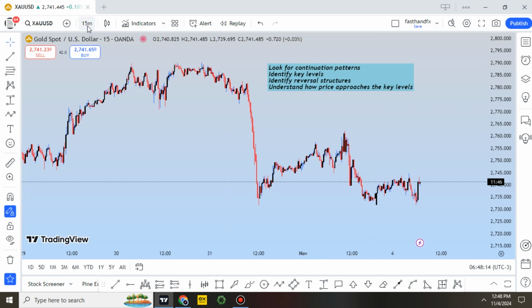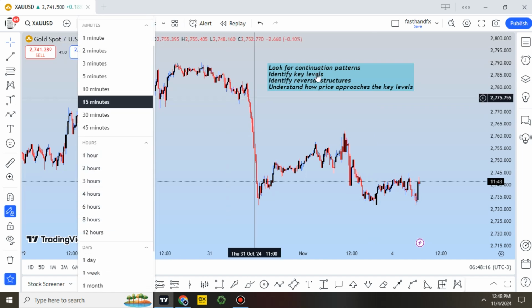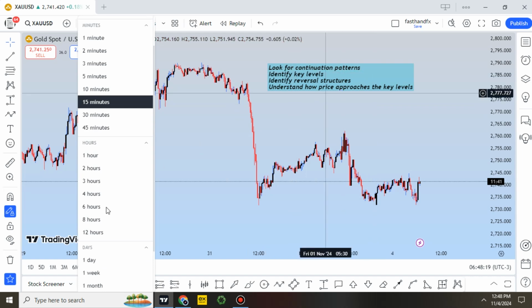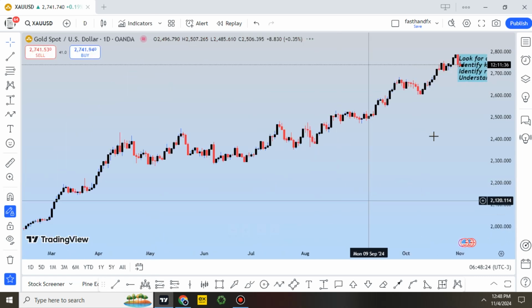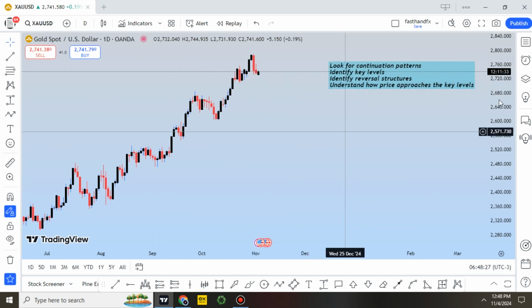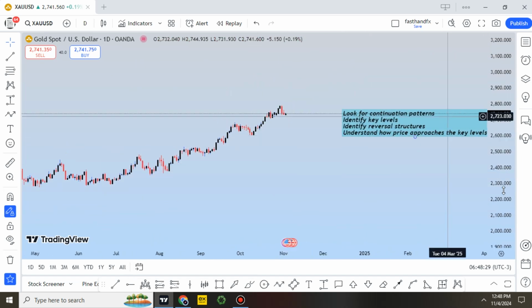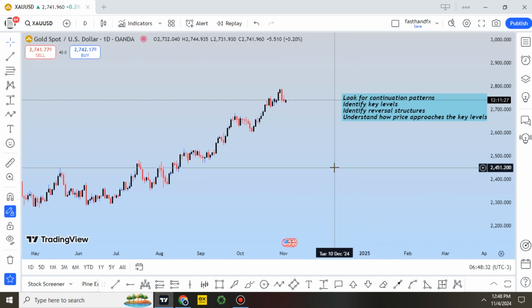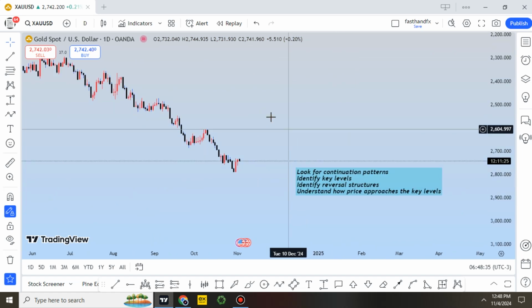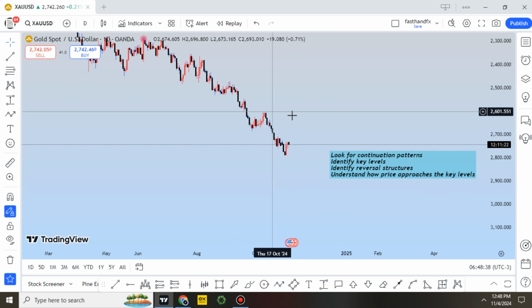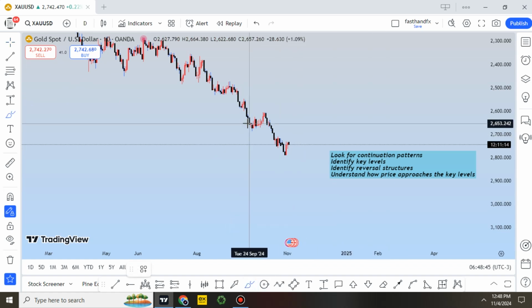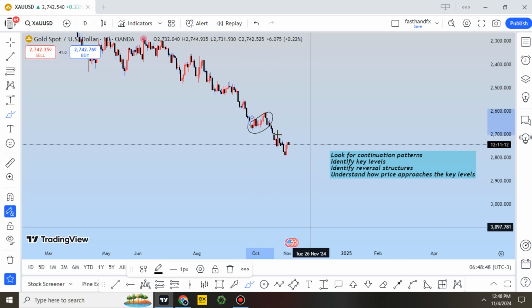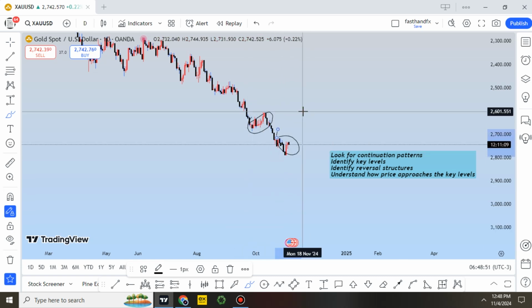So first thing, let's go to the daily time frame and start with the continuation patterns. Let's hit the daily real quick. This is it. Now what do we see? When we go to the daily, we don't see any continuation pattern. Let's flip our screen. On the daily, we only see how the market was trending. For me, the previous continuation pattern that I've seen is this level right there, but now I've not seen any continuation pattern.